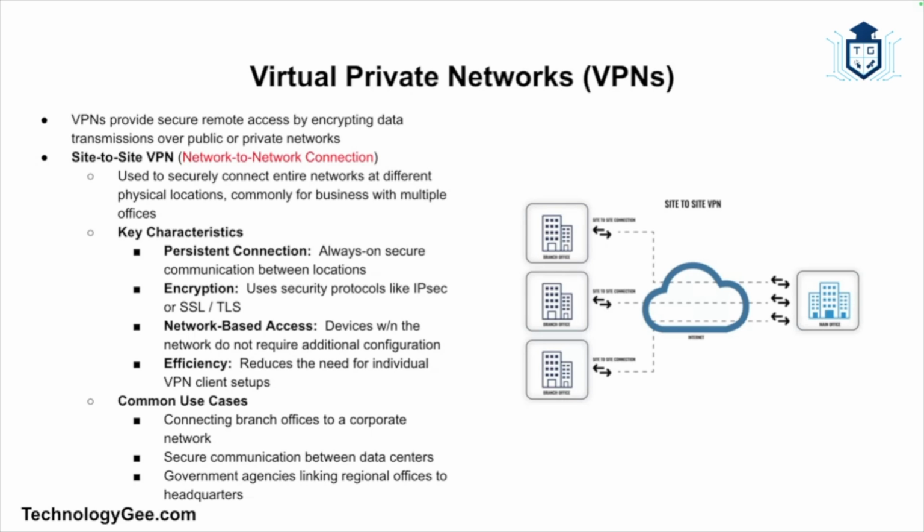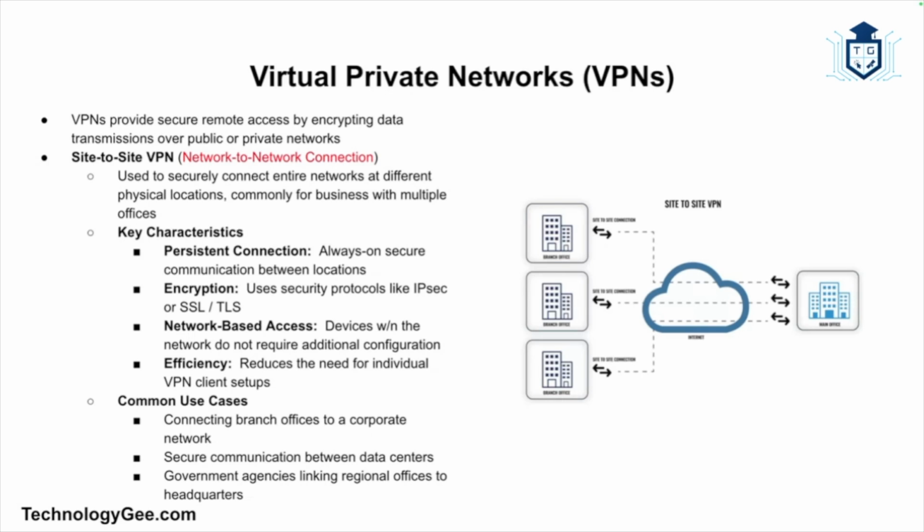There are persistent connections, so there's always-on connectivity between locations. There's encryption, where it uses security protocols such as IPsec or SSL/TLS. There's network-based access, which is when devices within the network do not require additional configuration. And then there's efficiency, where it reduces the need for individual VPN client configurations.